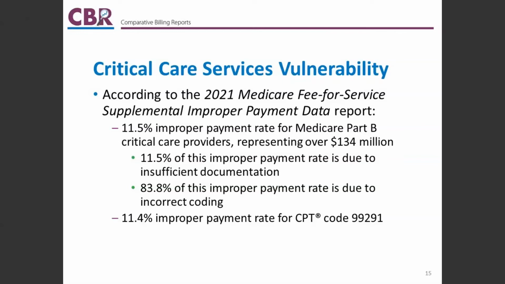Code 99291 alone carries an improper payment rate of 11.4%, which represents over $128 million in projected improper payments just for that code. So this information tells us this is an area of interest for CMS in their protection of the trust fund.